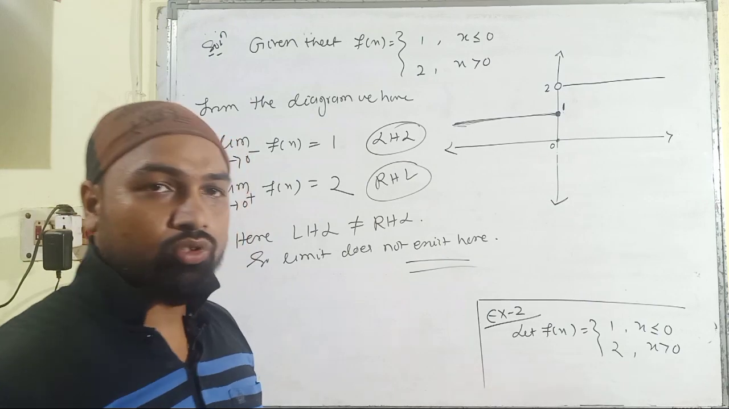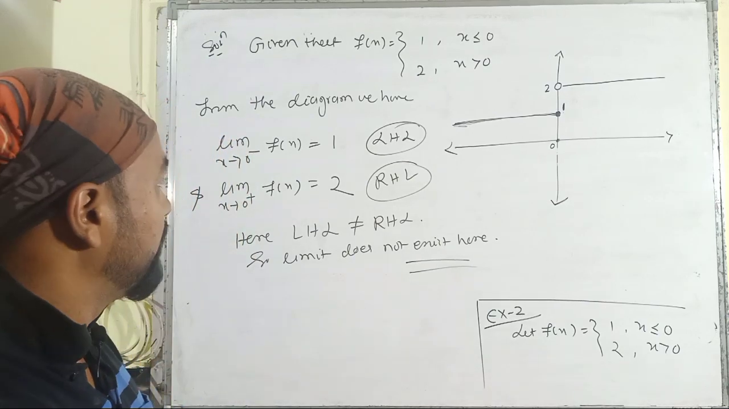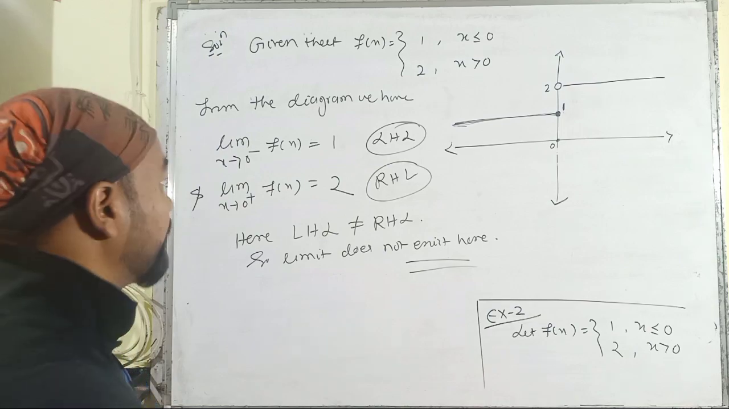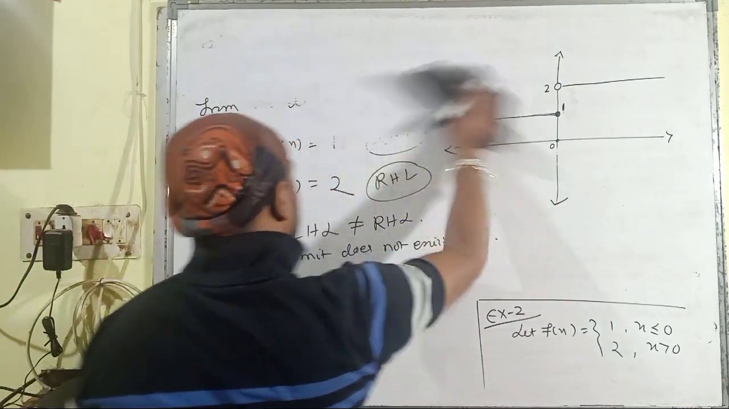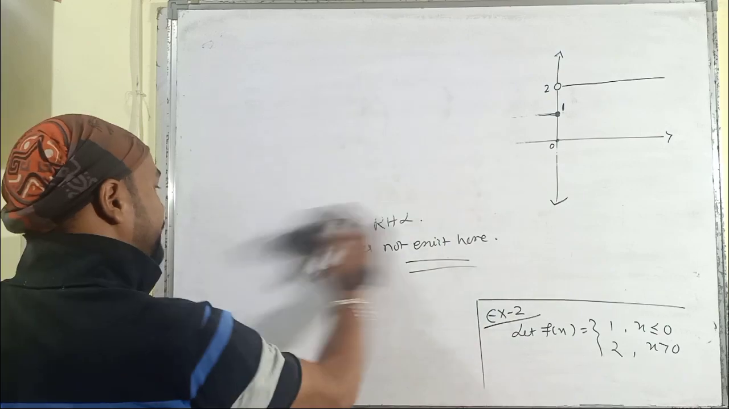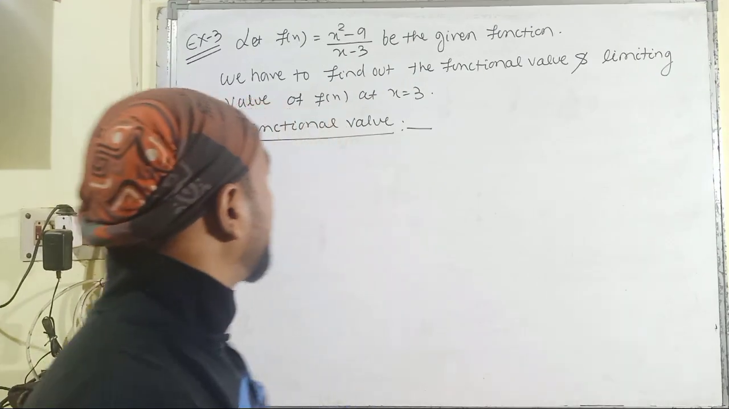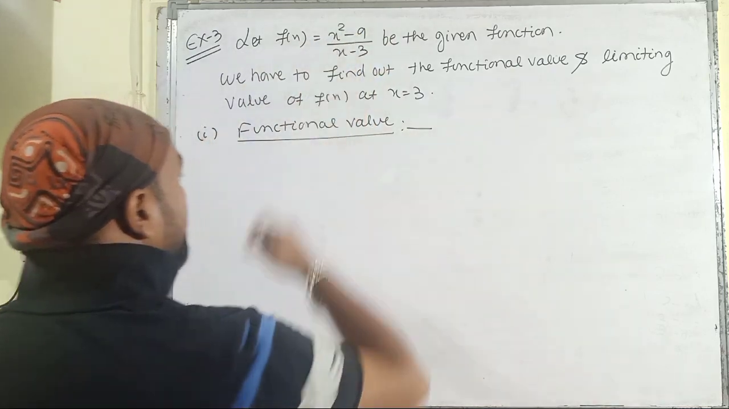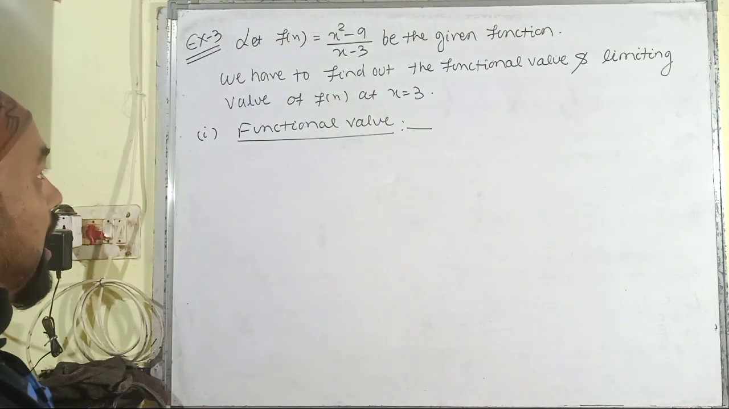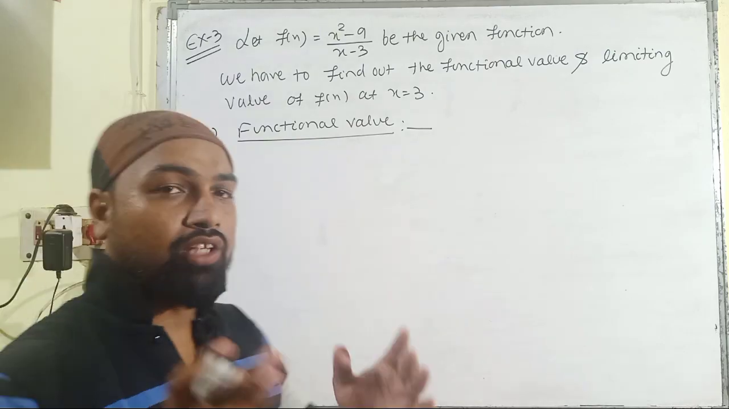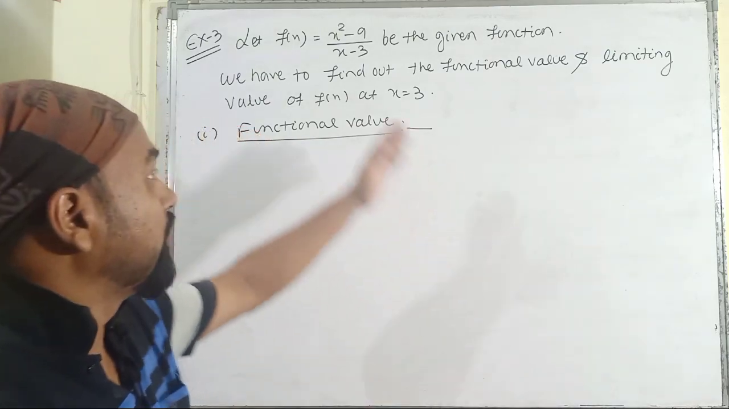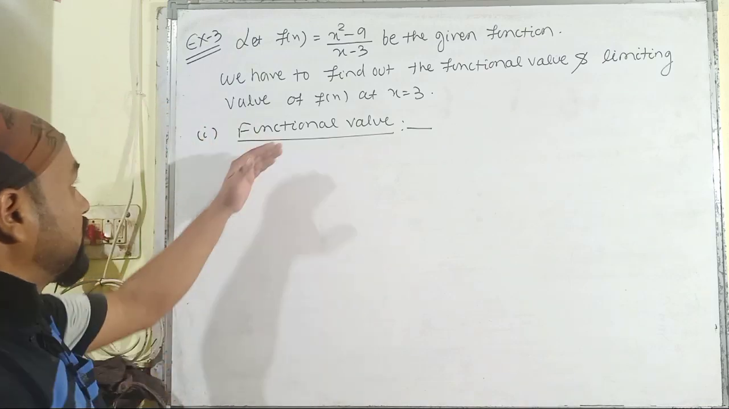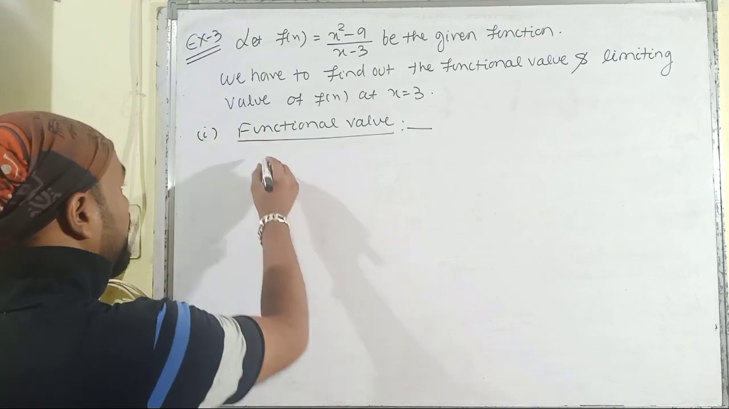Then let us move towards the last concept of this current video session for the topic of limit, and then we can conclude our video session for today. So here is the next problem, and the function is f of x is equal to x square minus 9 divided by x minus 3. With the given function, we have to find the functional value as well as the limiting value of f of x at the point x is equal to 3. So let us start from the functional value.